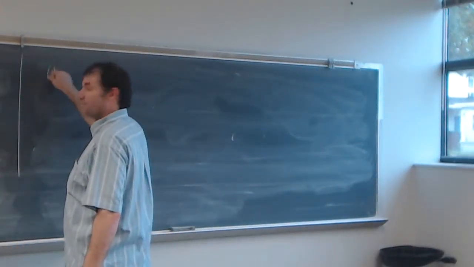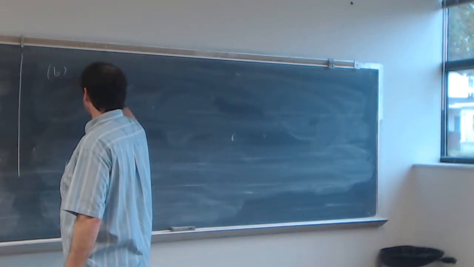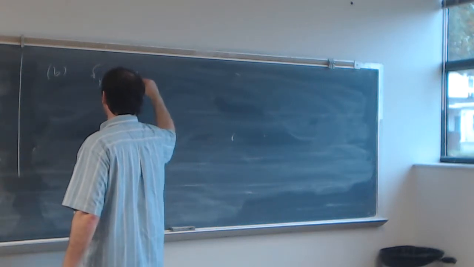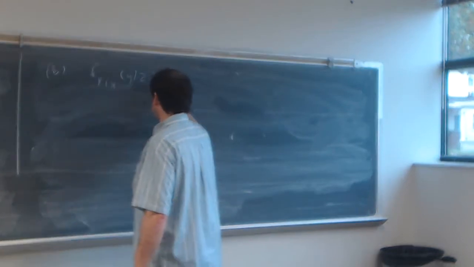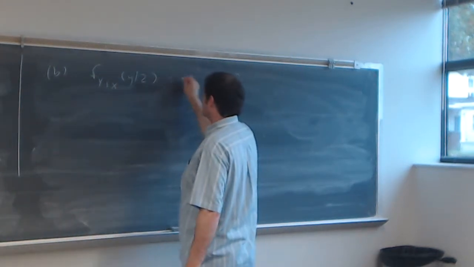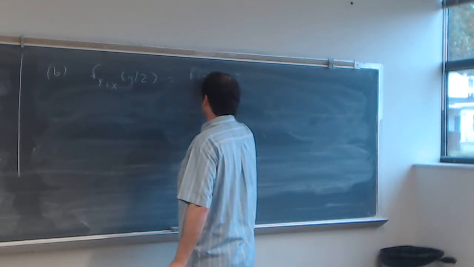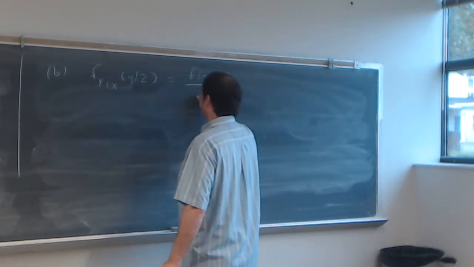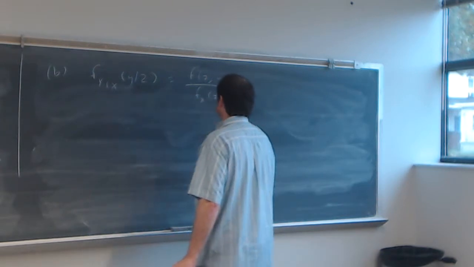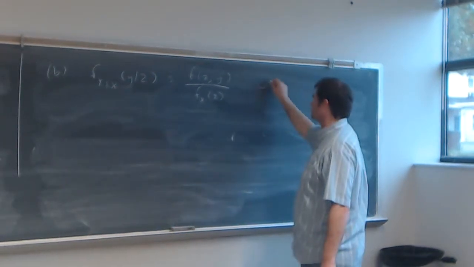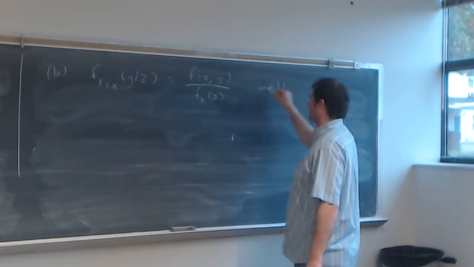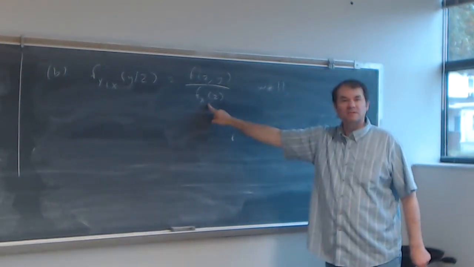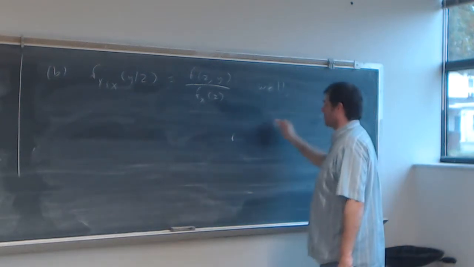So part B was f sub y given x, of y given x equal to 2. And so what that should be equal to is f of 2, y over f sub x of 2. Okay, well, let's find the probability mass function of x. And so what is that?